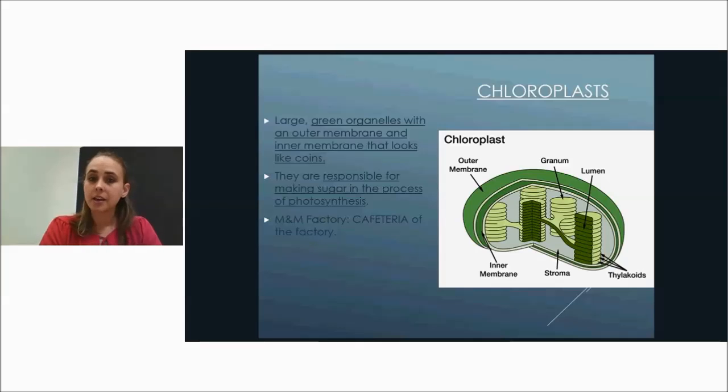For plants, the chloroplasts are responsible for making them autotrophic. So it makes the food that is needed for the plants. Takes sunlight plus water plus carbon dioxide and converts that into sugar and oxygen. So the chloroplasts are responsible for the process of photosynthesis, and they're the ones that make the food for plants.